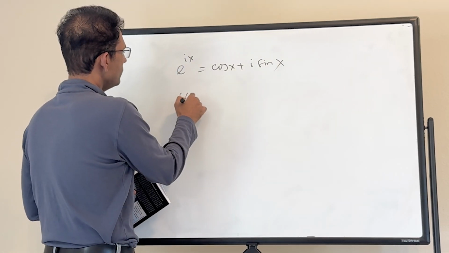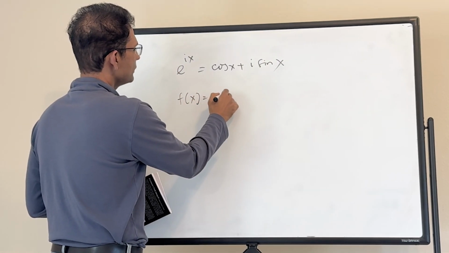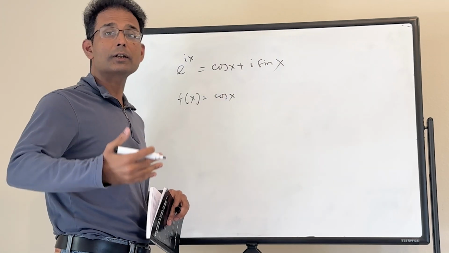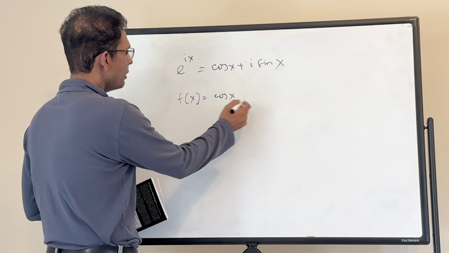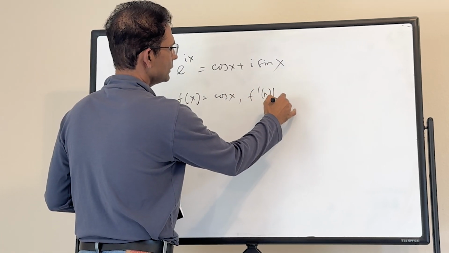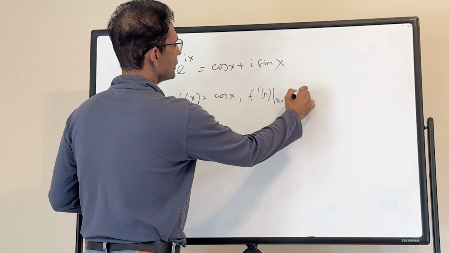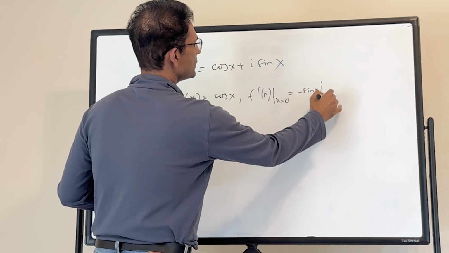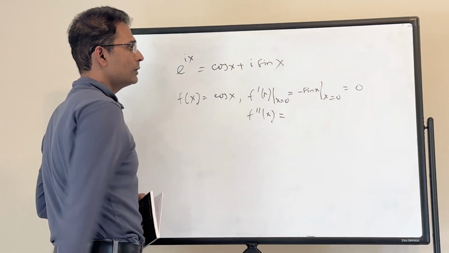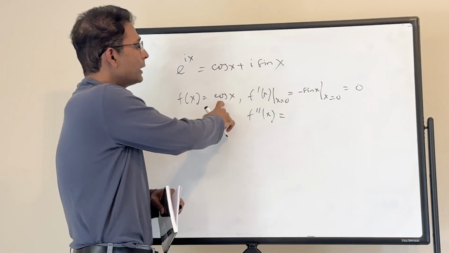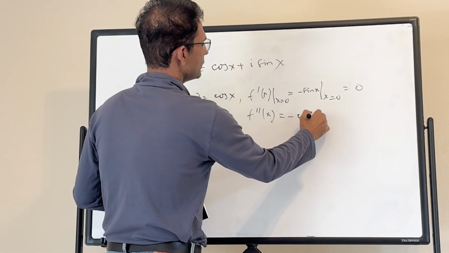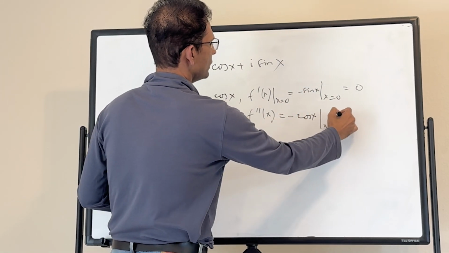So let's say your f of x is cosine x. All right, so I'll write this as a series expansion about x equal to 0. So let's find out f dash x at x equal to 0, which is minus sine x at x equal to 0, which is 0. And if you do f double dash x, then you have to take the derivative of, okay, so I'm doing d/dx of cosine x is minus sine x, and then d/dx of minus sine x is minus cosine x. Okay, and if you evaluate this at 0, then you get minus 1.